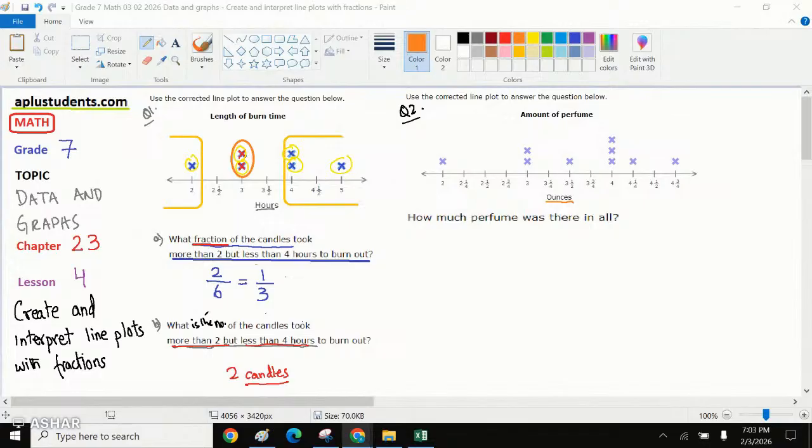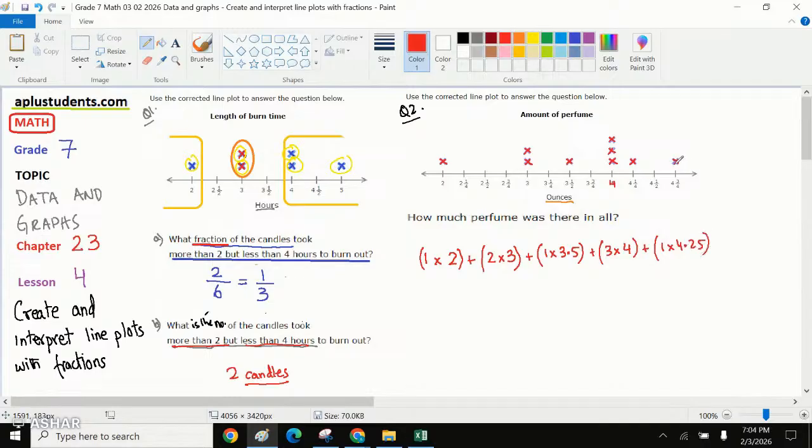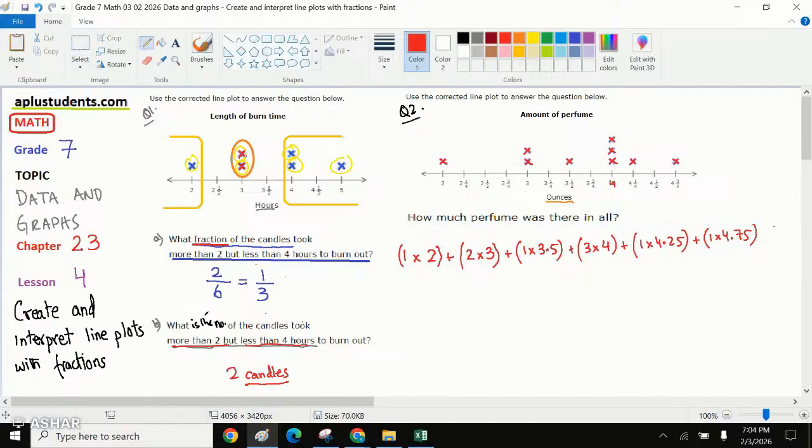We can say a perfume with 2 ounces, there was one perfume, plus 2 perfumes which weighed 3 ounces, plus 1 perfume that weighed 3.5 ounces. There were 3 perfumes which weighed 4 ounces. There was one more perfume that weighed 4.25, and another perfume that weighed 4.75. This would be the total weight, or the total quantity, of the perfumes.